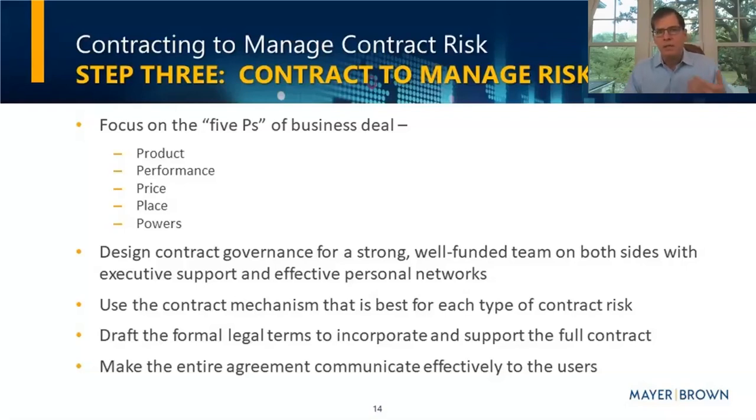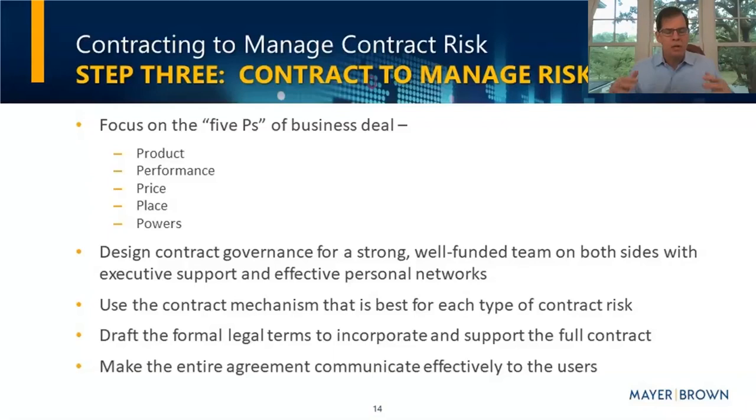A second, design contract governance for strong, well-networked, well-supported teams on both sides. That's essential, particularly in the pandemic. We've seen the value of having those relationships. Third, make sure that the right contract mechanism is being applied for each of the risks. It might be legal contracting, might be managerial contracting, might be relationship contracting. Each is valuable. Relational contracting is very agile and very quick. Managerial allows tremendous amounts of detail. Legal contracts have enforceability. So there's benefit in all three, but it's best to use each one appropriately.